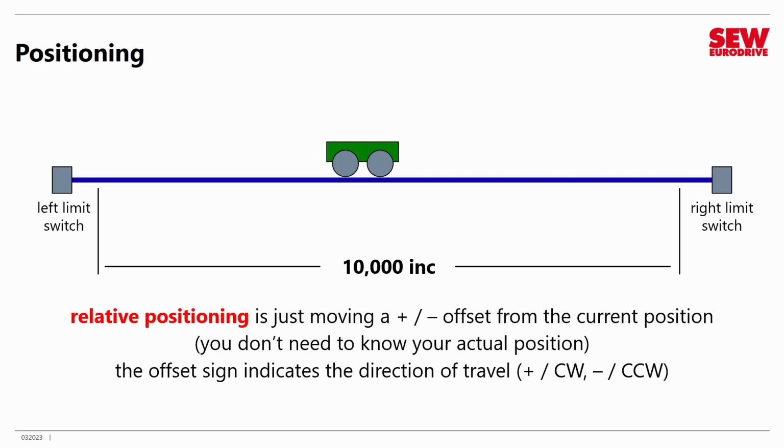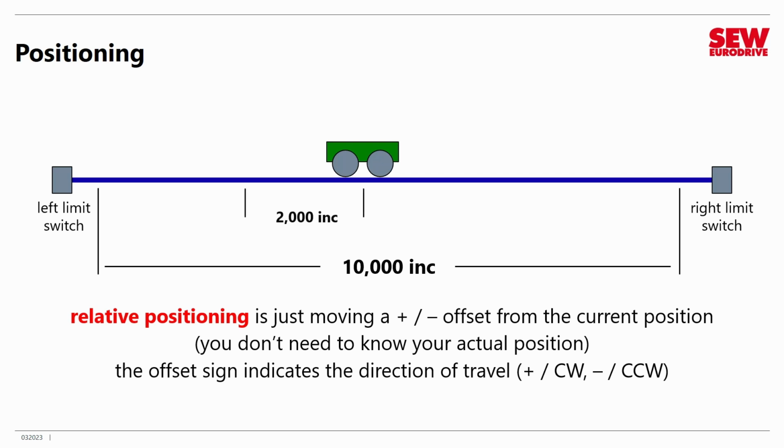Of course, it's possible if you have a gearbox that changes the shaft rotation direction, you could wind up going the other way. But for our examples here, we'll just assume that positive means clockwise to the right and negative means counterclockwise to the left. That is relative positioning. Let's look at some examples.